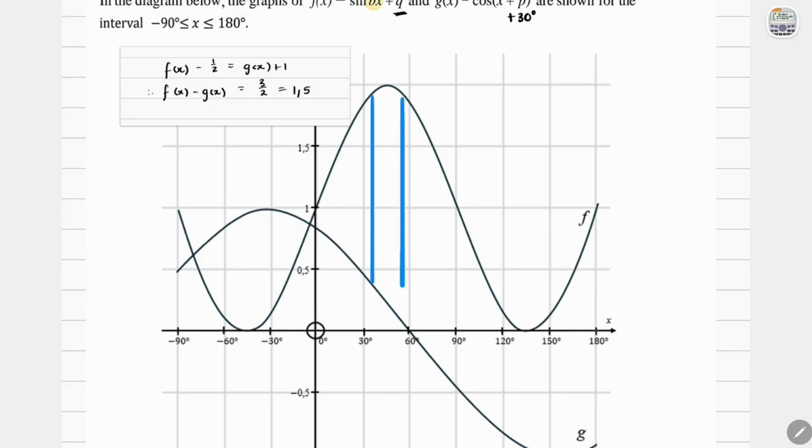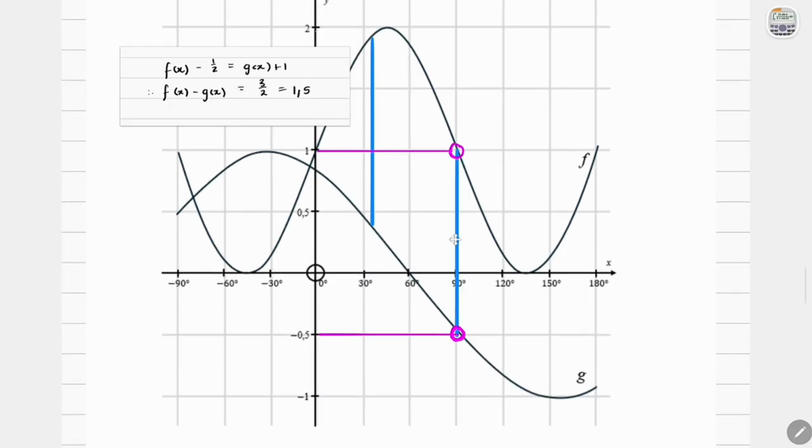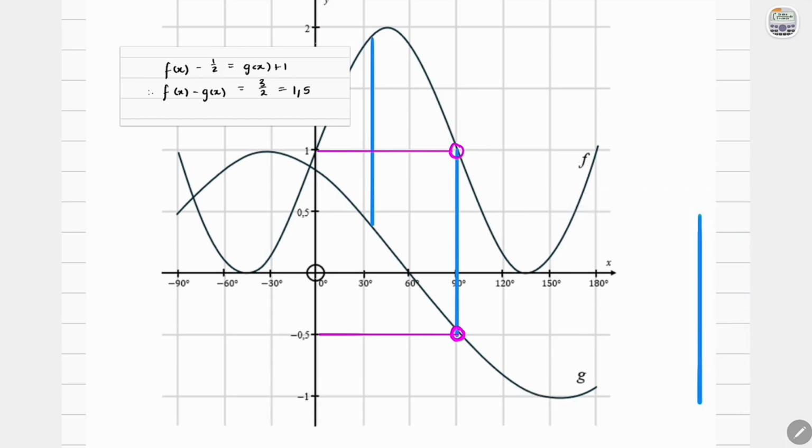Here, the graph of g has a y value of negative a half. I know that 1 minus negative a half really is 1.5. You can also check with the graph of g, cos of x plus 30 degrees. So cos of 90 plus 30 degrees is equal to negative 0.5. So yes, we have a solution over here. We can keep moving and see if we have any other solution.